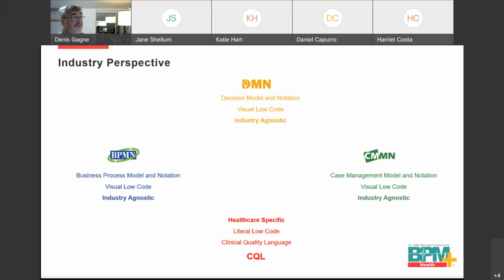From an industry perspective, BPMN, CMMN, and DMN are industry agnostic, where CQL is healthcare specific. Now, there's a lot of value for CQL to be healthcare specific because it means that it brings together some already recognized notions. So for example, CQL knows of the notion of a population versus a single patient, and it knows things that are closer to the industry, where BPMN, CMMN, and DMN don't have these notions at their core. You have to bring them in somehow with your models.